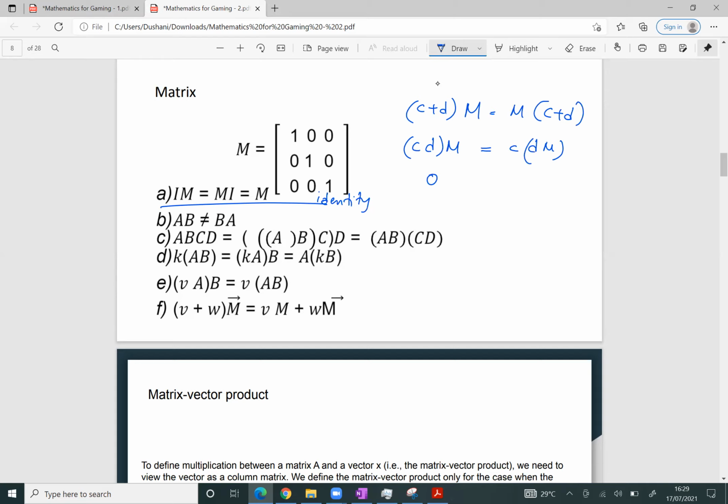And then we have the null property, and what we call the additive inverse. This is called the additive inverse.